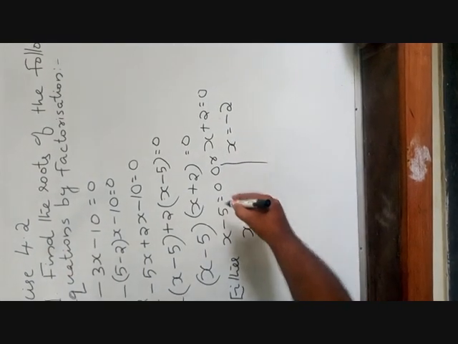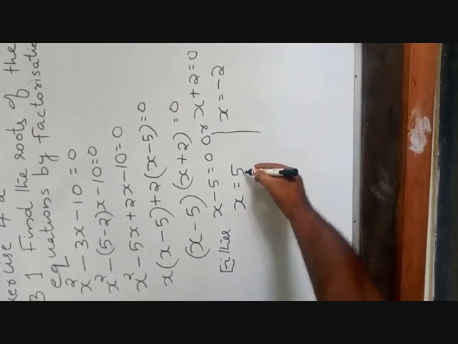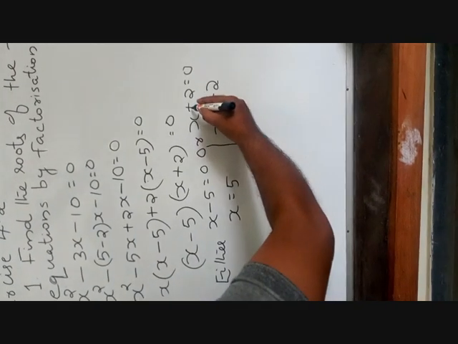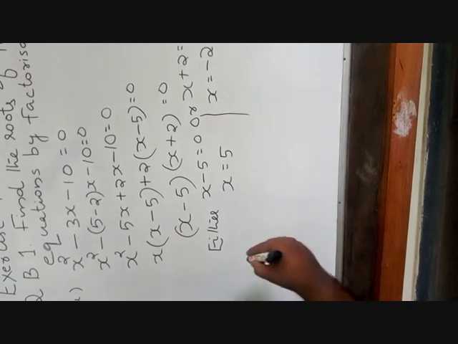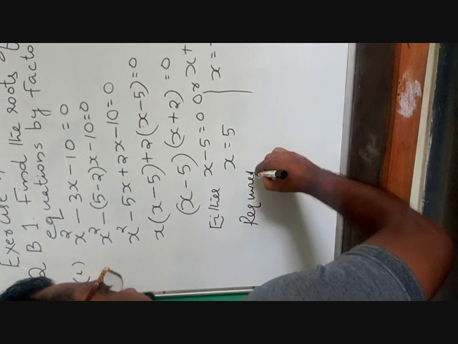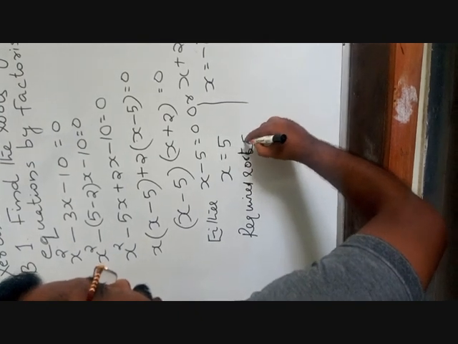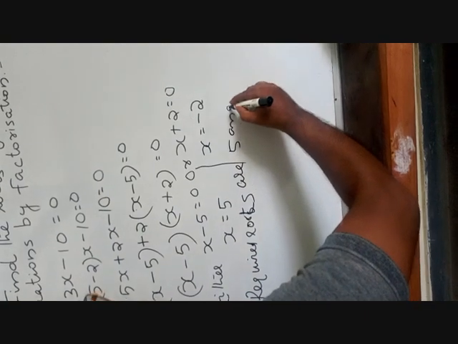Here x minus 5 is equal to 0. Here minus 5 will go to the right side. It will be plus 5. It will be 5. Then here x plus 2 is equal to 0. Therefore, this plus 2 will go to the right side. It will be minus 2. Therefore, we can write here the required roots. Required roots are 5 and minus 2. Now question number 3.